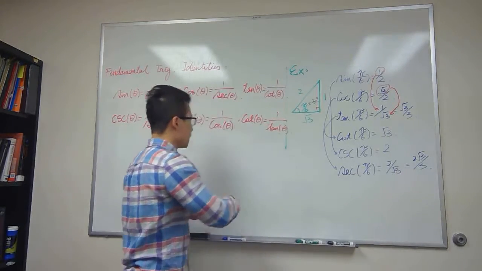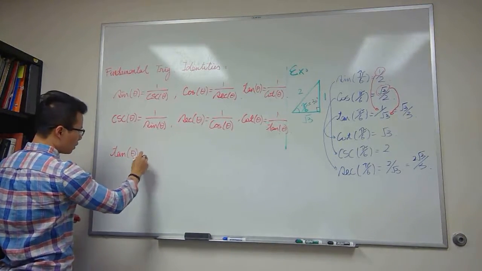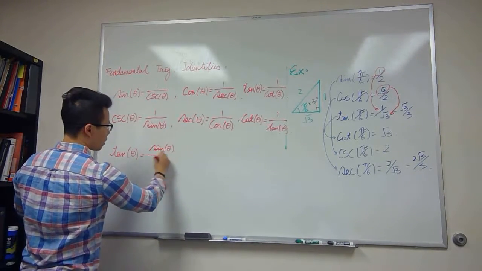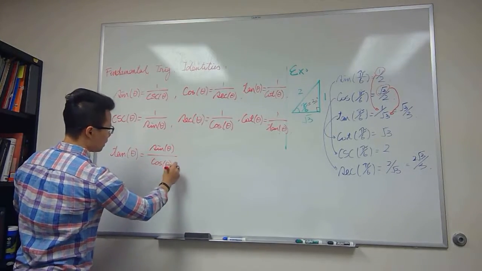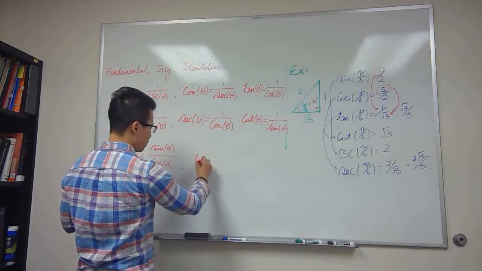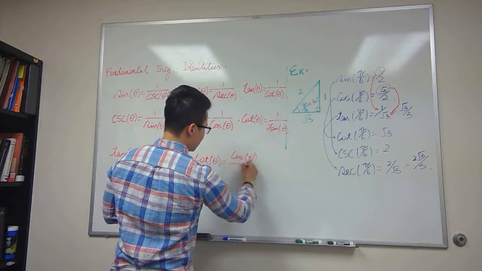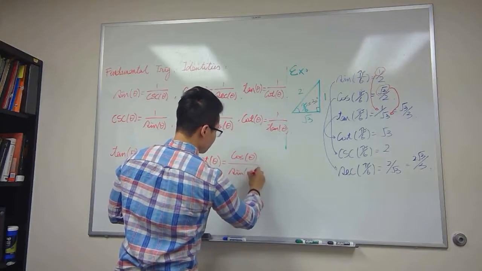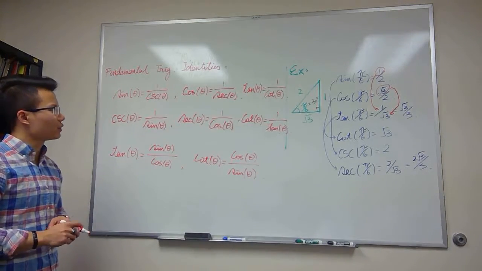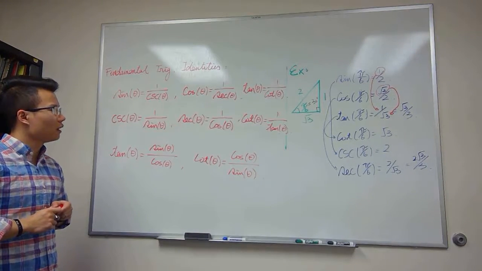So from there, it gives us another pair of identities, which is tangent theta equals sine theta over cosine theta. And since cotangent is the reciprocal of tangent, we can get cotangent theta equals cosine theta divided by sine theta. So we got these 2 new formulas right here, and that works out just perfectly for us.